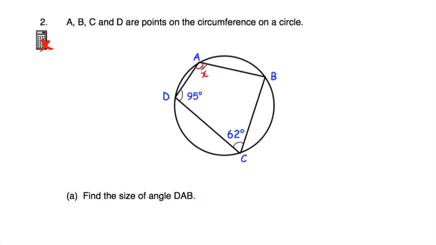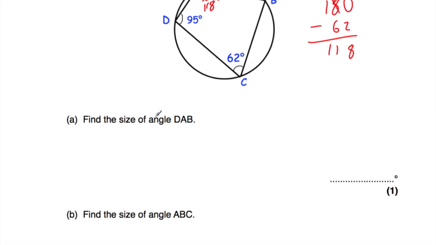So if we want to work out the size of this angle, when we've got a cyclic quadrilateral, the opposite angles add up to be 180 degrees. So if we take 62 degrees away from 180, we'll find the size of this angle, angle DAB. So 180, take away 62. 0 take away 2, let's borrow, so that's a 7 and a 10. 10 take away 2 is 8. 7 take away 6 is 1, and then 1. So that's 118 degrees. So that means this angle is 118 degrees. Let's write that down. Angle DAB is 118 degrees.